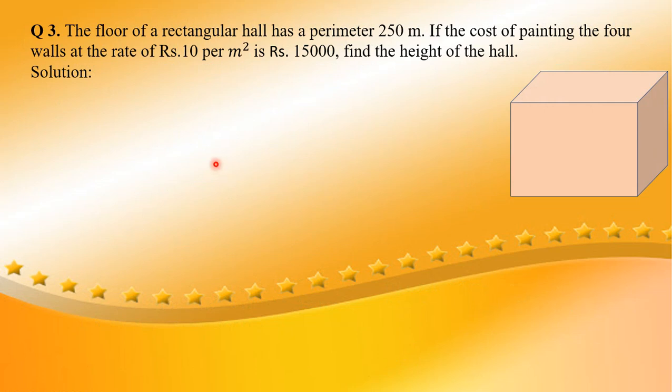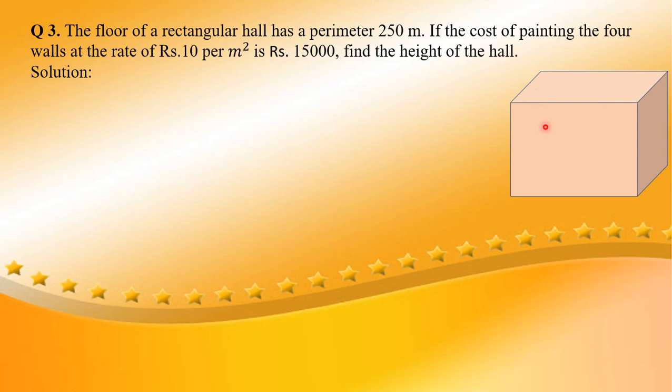Let's take the third question. The floor of a rectangular hall has a perimeter of 250 meter. A rectangular hall means a cuboid, and the perimeter of the floor, that is the perimeter of the rectangle, is given as 250 meter. The perimeter is 2 times (L plus B). If the cost of painting the four walls at the rate of rupees 10 per meter square is rupees 15,000, find the height of the hall.